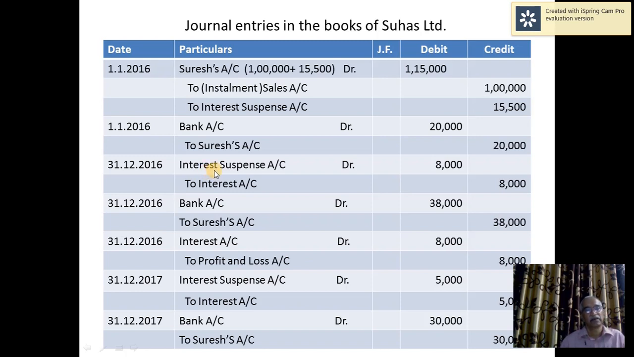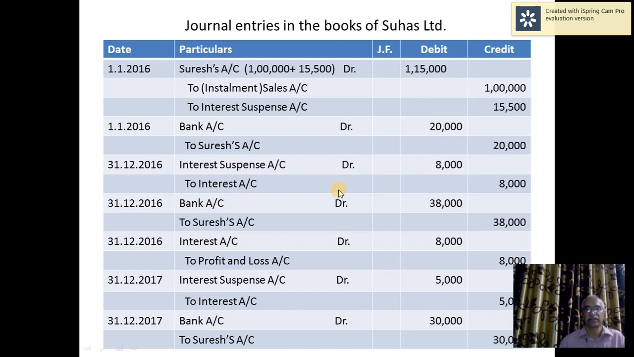Next, second year, yes, at the end of the year, first year interest should be credited to interest account. So to that extent, interest suspense account will be reduced. So interest suspense account debit to interest account. Every year interest suspense account is reduced with each year's interest.